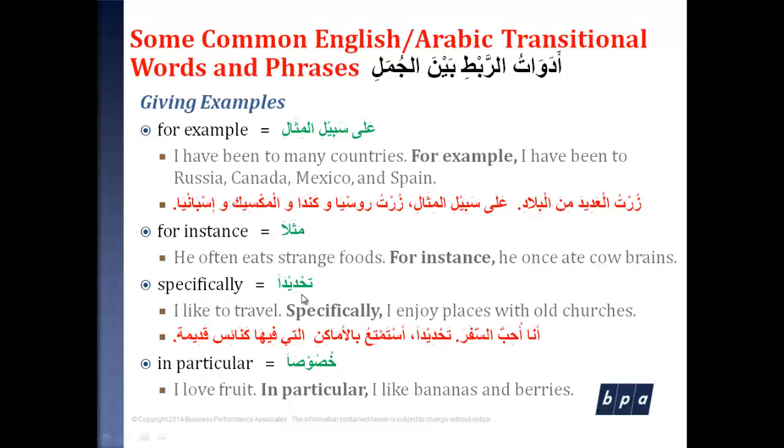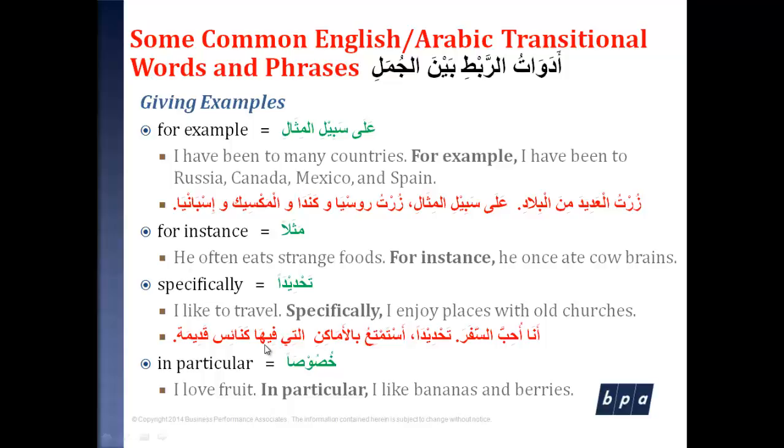Specifically, تحديدا. Let's put that in a sentence. I like to travel. Specifically, I enjoy places with old churches. أنا, I am, or I. أحب, I love. السفر, travel. تحديدا, specifically. أستمتع, I enjoy. بالأماكن, with places. التي, that is.